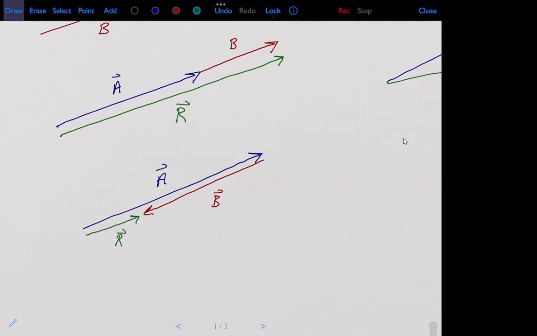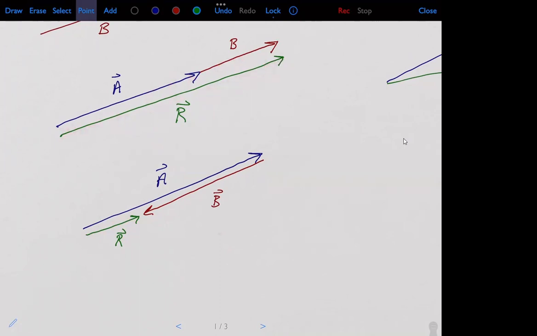That's the smallest possible magnitude I can get for R, if A and B are in opposite directions. Because for any other direction for B, I'm going to get something that's larger for R. So that's the smallest it can be. If they're pointing in the same direction, that's the largest that it can be.